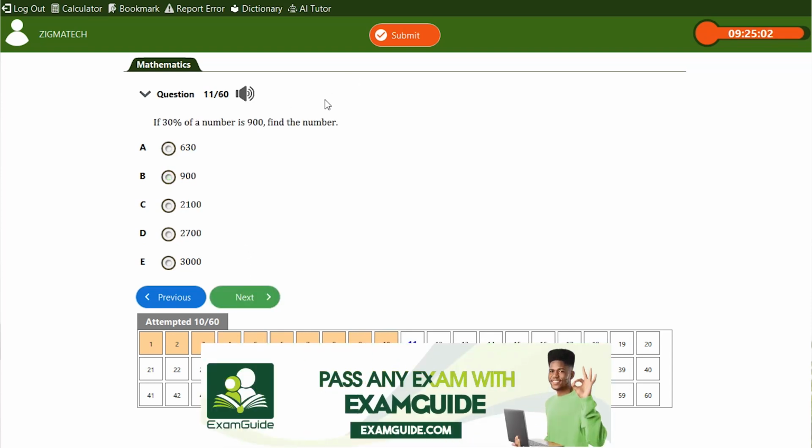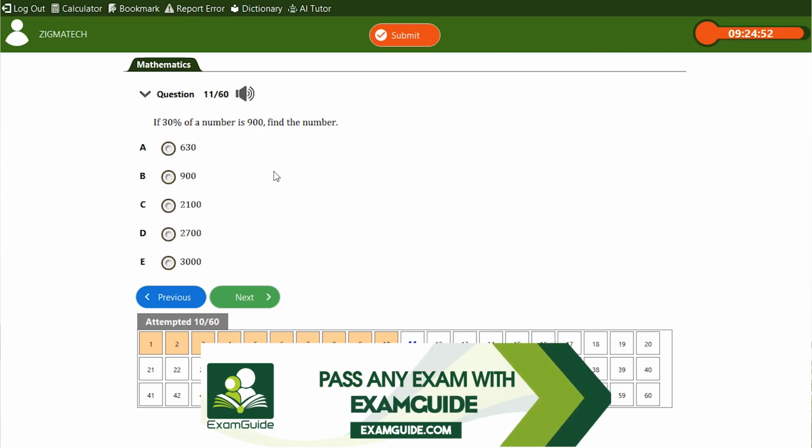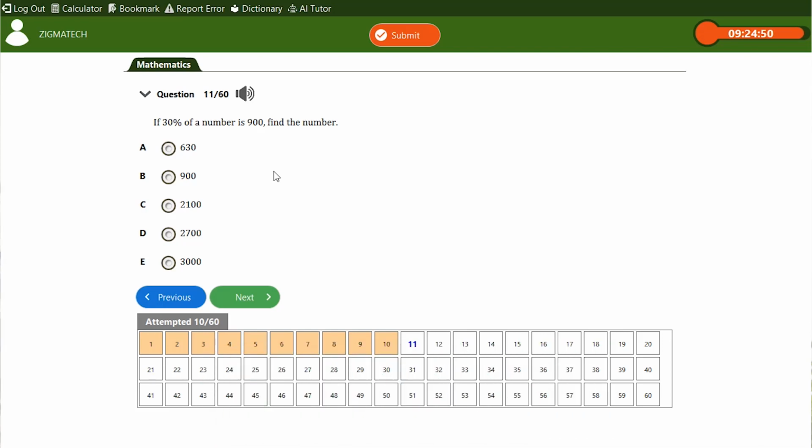All right, next one, 11. This says if 30% of a number is 900, find the number. What is the number? All right. Let's see if we can have it here. Number 11. They say 30% of a number is what? 900.